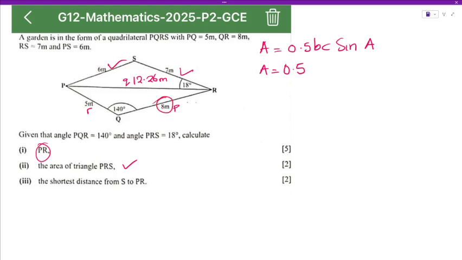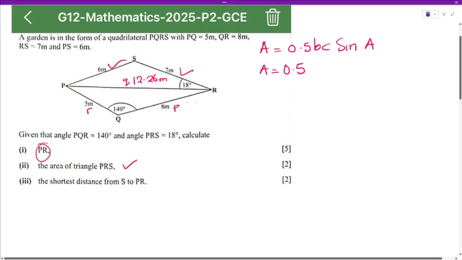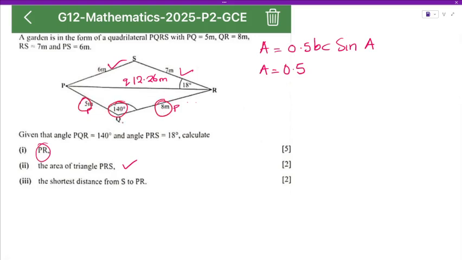You just use these angles they've given you, and you use these sides. Let me explain properly. I don't want to confuse anyone. You use the sides they have given you plus the angle at the point where these two sides you have picked are meeting. So we're going to assign B to 8, and then C we're going to assign to the value 5, and then we multiply with sine. What's the included angle there? It's 140.